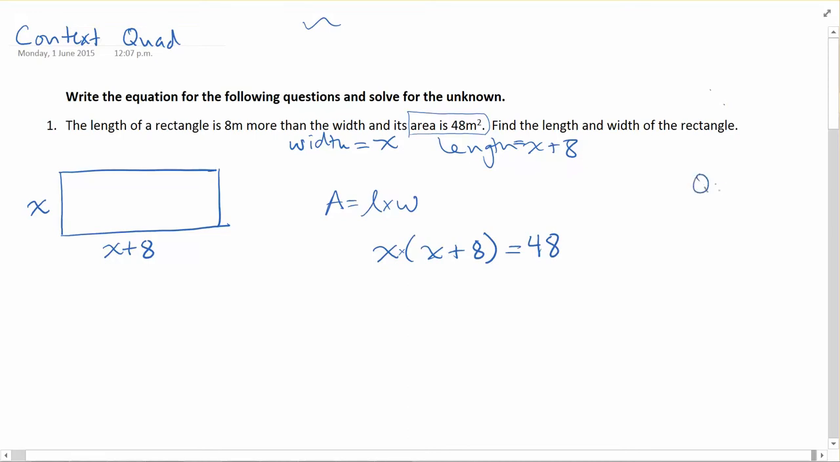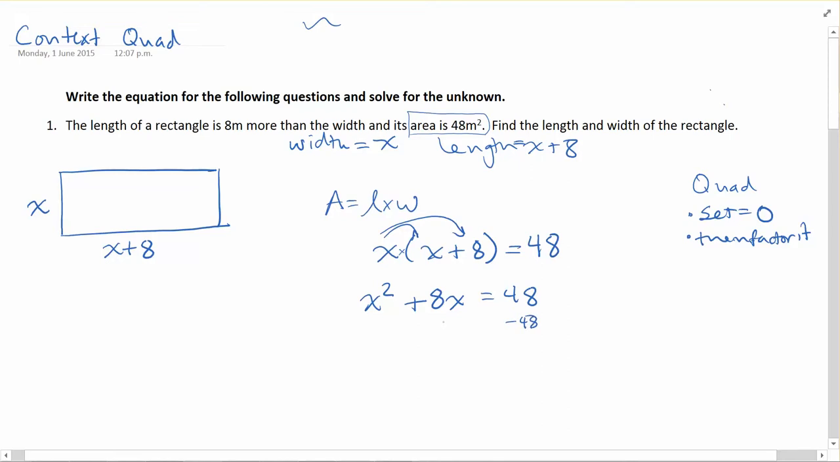So now we're going to try and solve this. And so you need to remember for quadratics, when you're solving, you need to get it set equal to 0 first, and then factor it. So in this case, it's already factored, but we can't solve it because it's not equal to 0. So what we need to do first is expand it out and rearrange. So x times x is going to get us x squared, and x times positive 8 will get us plus 8x, and this is equal to 48. So now we're going to rearrange to set it equal to 0, so I'll go minus 48 from both sides. That gets me x squared plus 8x minus 48 is equal to 0.